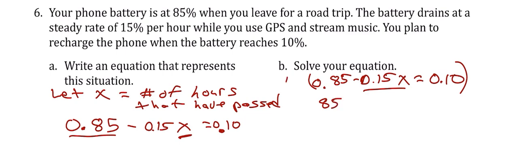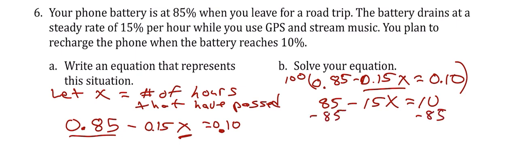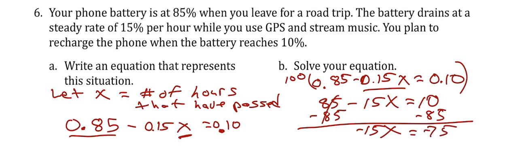So what we're going to get is 85. I'm going to put a little 100 here so you know we're multiplying through by 100. So 85 minus 15x equals 10. And just like that, we're done with the decimals. Okay, now let's subtract the 85 from both sides, and we don't have to deal with those decimals. So those cancel, and we have minus 15x, or negative 15x, equals negative 75.